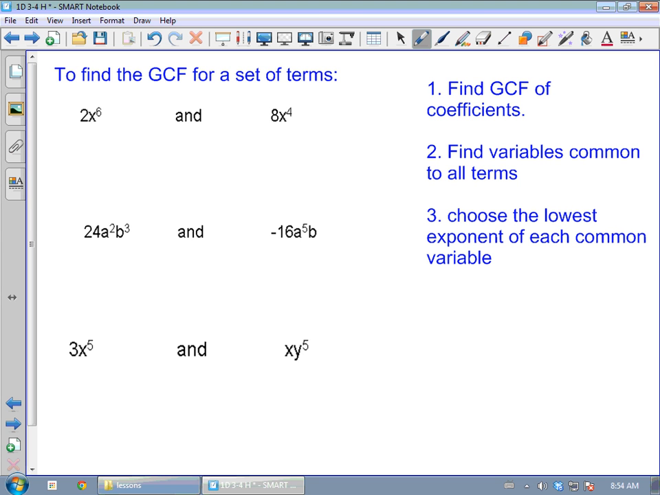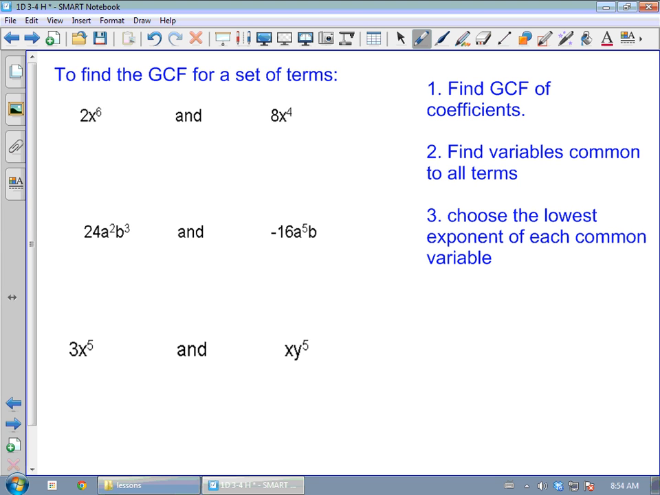And of the variables common to all terms, we're going to choose the lowest exponent of each common variable. So we've got 3 examples here to sort of see how these steps work. So our first example, 2x to the power of 6 and 8x to the power of 4. Our coefficients are 2 and 8. What is the greatest common factor of 2 and 8?